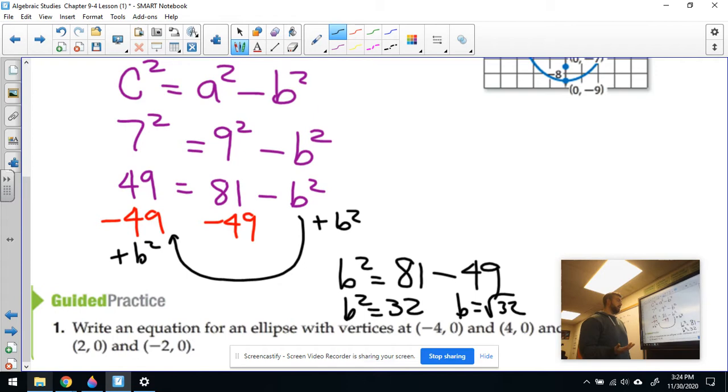So on the bottom here is a problem that you could do. It has vertices at -4, 0 and 4, 0, and has foci at 2, 0 and -2, 0.